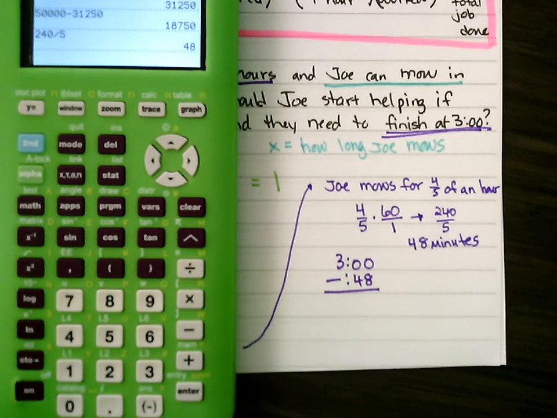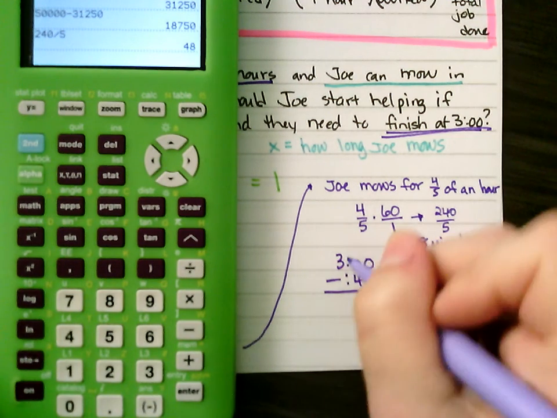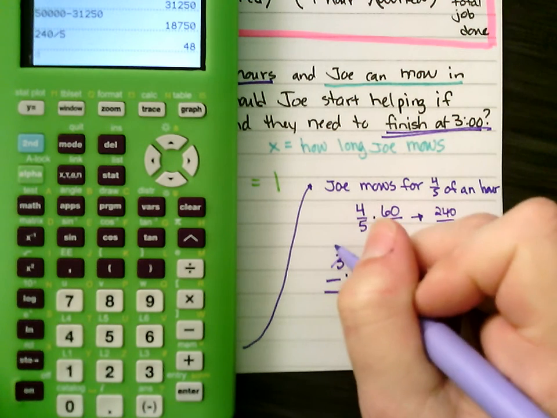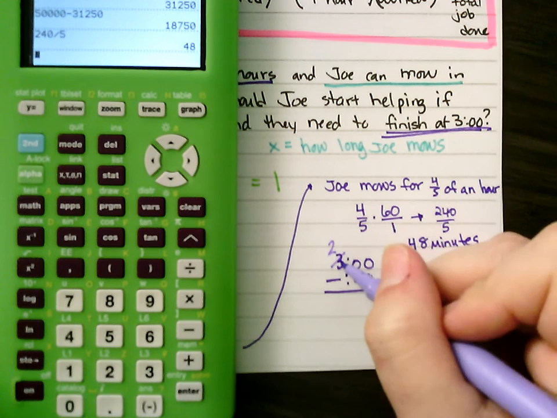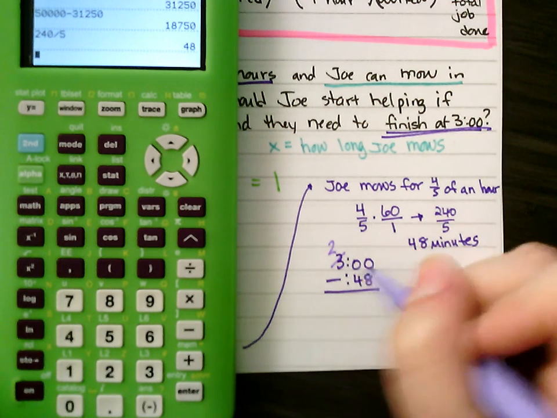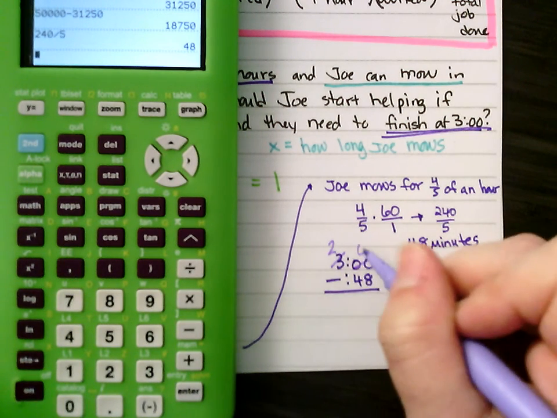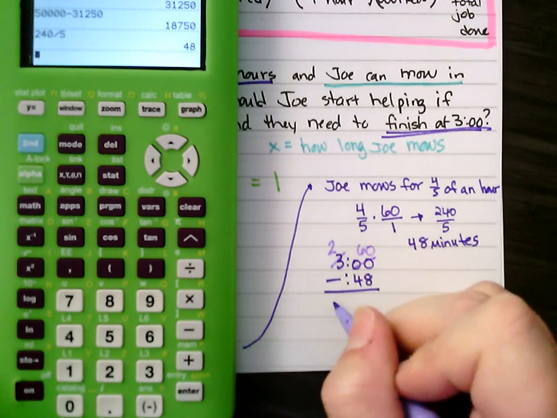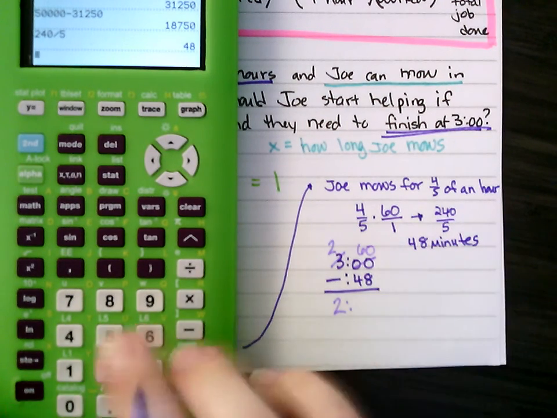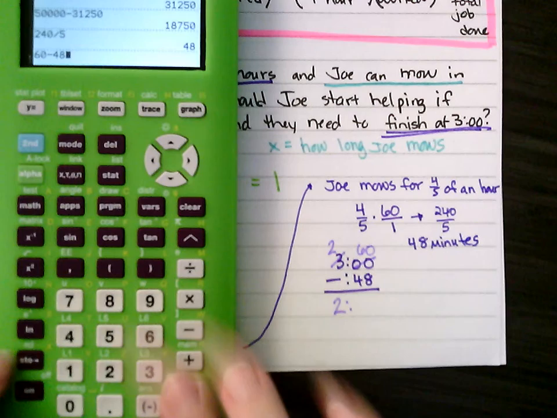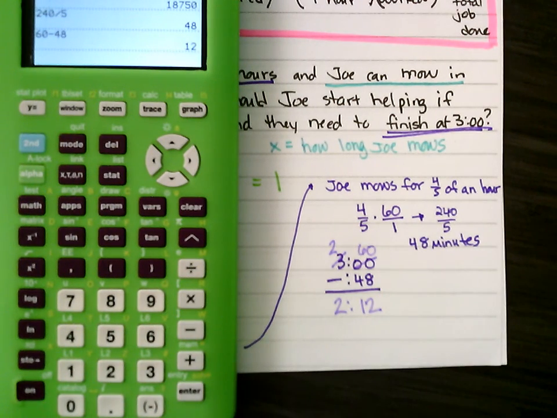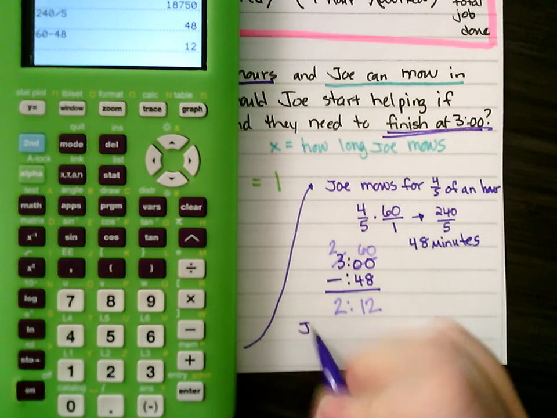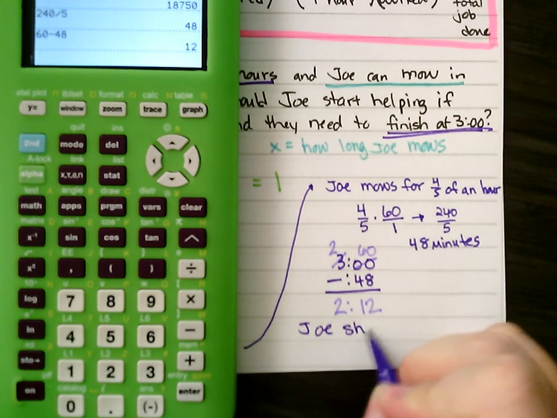So we're going to have to do some time math. Time math, I think, is harder than regular math because it's not based on tens, it's based on 60s. So I'm going to have to borrow an hour to my minutes. 1 hour is 60 minutes. So that's going to be 2 and then 60 minus 48, which I think is 12. But I'd better double check. Yes, 2:12. So Joe should start at 2:12 p.m.